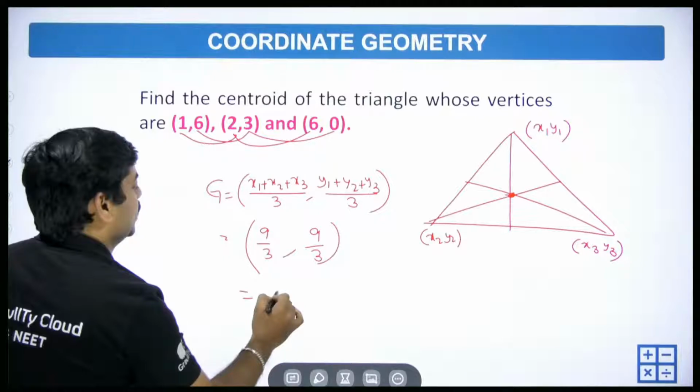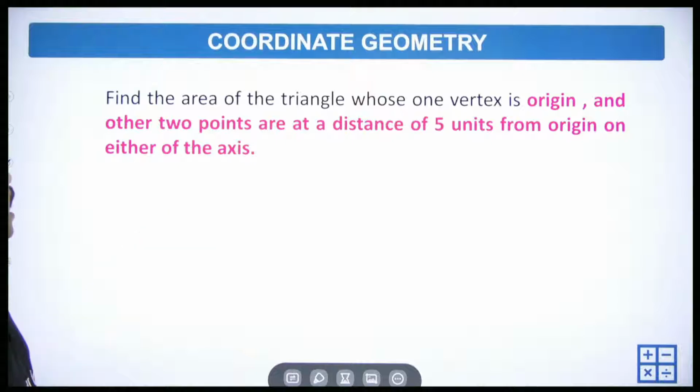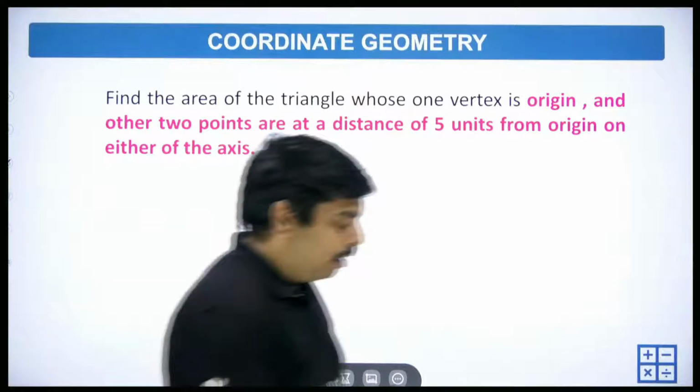Okay, so let's try to move to the next question. Once again, find the area of the triangle whose one vertex is origin and the other 2 points are at a distance of 5 units from the origin on either of the axes. Okay, let's try to understand more about this one. A very beautifully framed question. Find the area of the triangle.